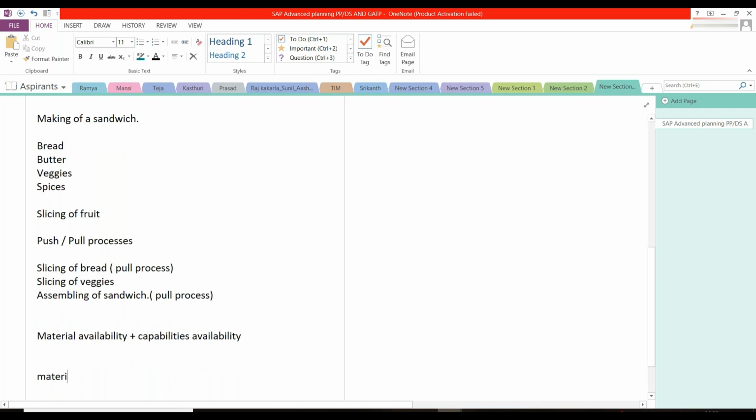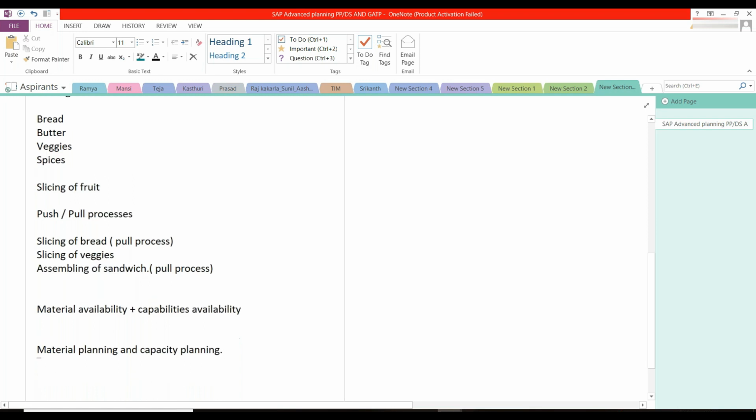So, material planning and capacity planning. I'm not going to start with the whole introduction of material planning and its different types. But once we start with the master data requirements, after we complete our gap analysis sessions, we will speak about how these master data requirements are helpful in the context of planning, and what the derivation process is. I will speak about them in detail in our next sessions.